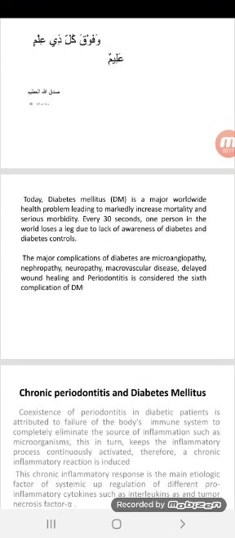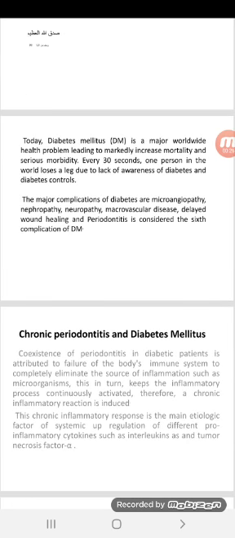Today, diabetes mellitus is a major worldwide health problem leading to markedly increased mortality and serious morbidity. Every 30 seconds, one person in the world loses a leg due to lack of awareness of diabetes and diabetes control. The major complications of diabetes are microangiopathy, nephropathy, neuropathy, microvascular disease, delayed wound healing, and periodontitis is considered the sixth complication of diabetes mellitus.